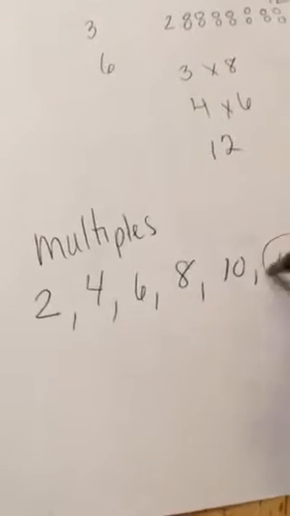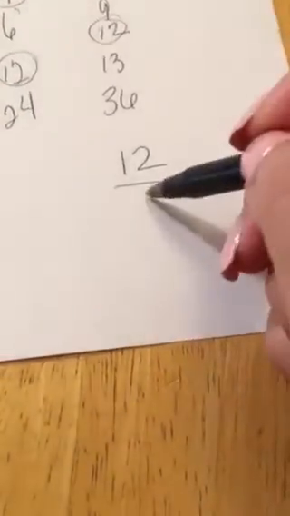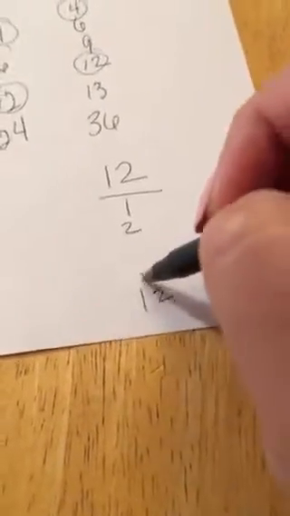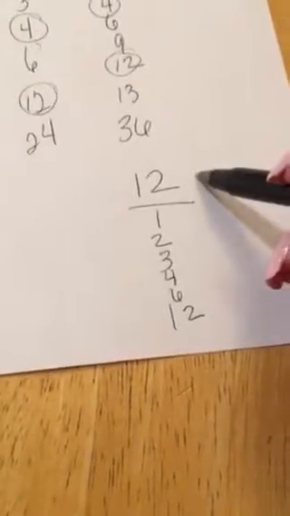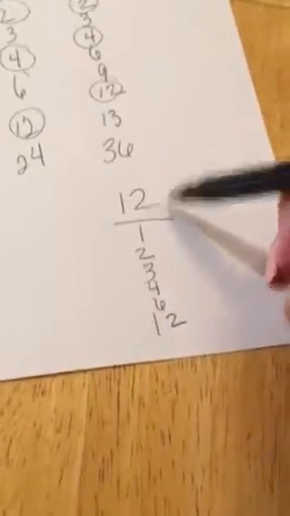So for the number 12, here's our number 12. We want to know the factors of 12. We could say 1 and 12, 2 and 6, 3 and 4. These are all factors of 12. But they can't all be multiples of 2. 2 is a multiple of 2, 4 is a multiple of 2, 6 is a multiple of 2, and so is 12. But 3 is not a multiple of 2. 3 is only a factor of 12.